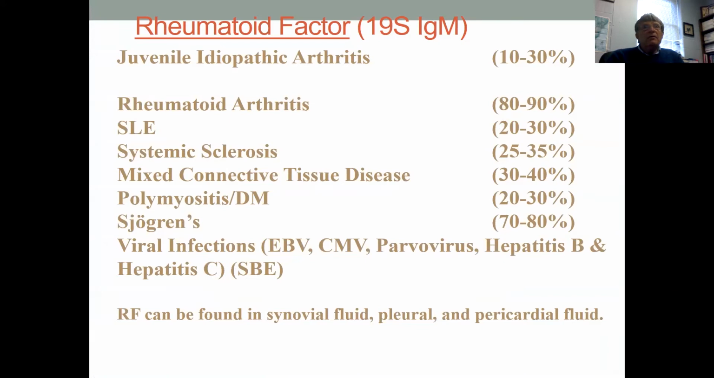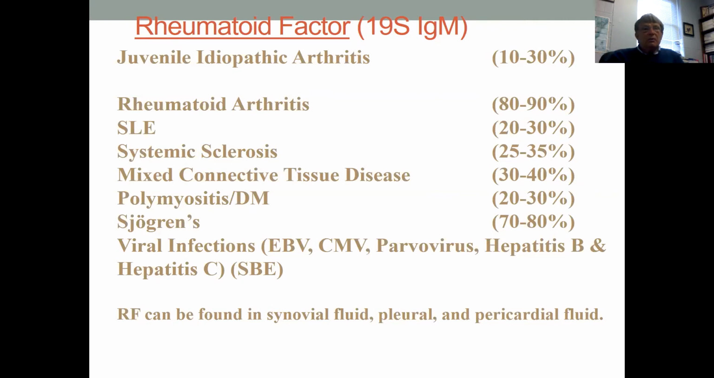Rheumatoid factor, however, is not specific for rheumatoid arthritis. It is a non-specific IgM antibody response to an external antigen. We do see it in our juvenile arthritis patients, most likely polyarticular in onset, in about 30% of the cases. It is present in about 80 to 90% of patients with rheumatoid arthritis, but is also present in about a third of patients with lupus, scleroderma, mixed connective tissue disease, and polymyositis.